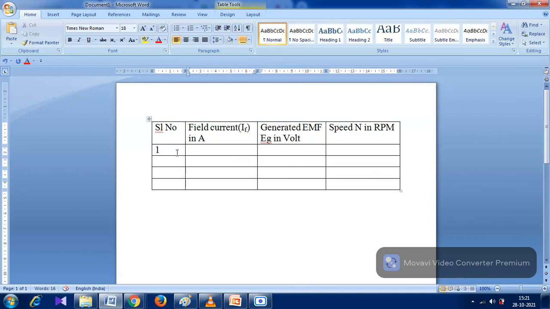First we are taking the field current 0. At that time the voltage generated is 37 and the speed is 1492. Then the value of current is 0.02 and the voltage is 48 and the speed is 1492. We are increasing just the field current.